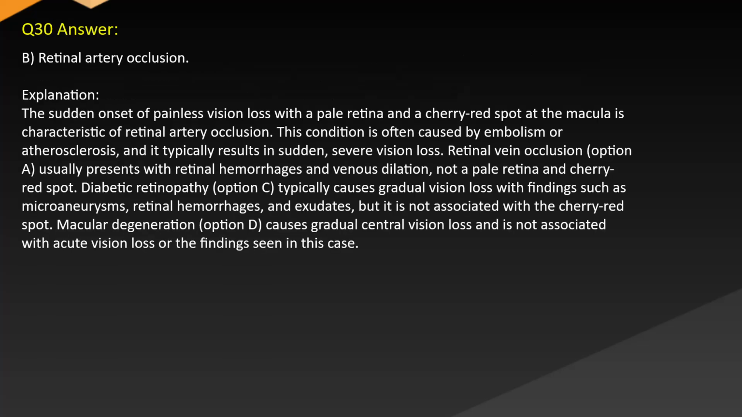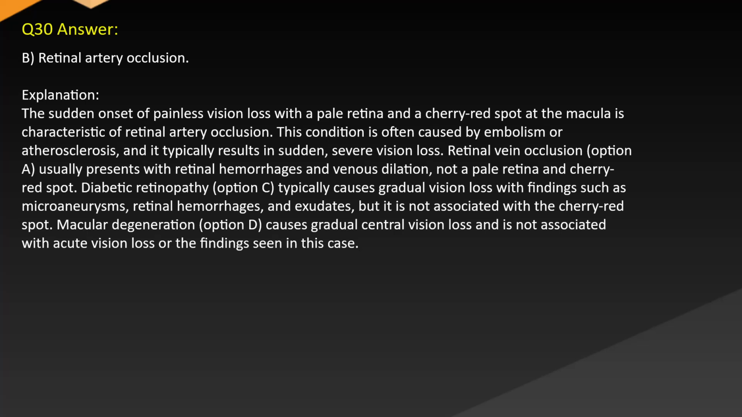Answer: B. Retinal artery occlusion. Explanation: the sudden onset of painless vision loss with a pale retina and a cherry red spot at the macula is characteristic of retinal artery occlusion. This condition is often caused by embolism or atherosclerosis, and it typically results in sudden severe vision loss.